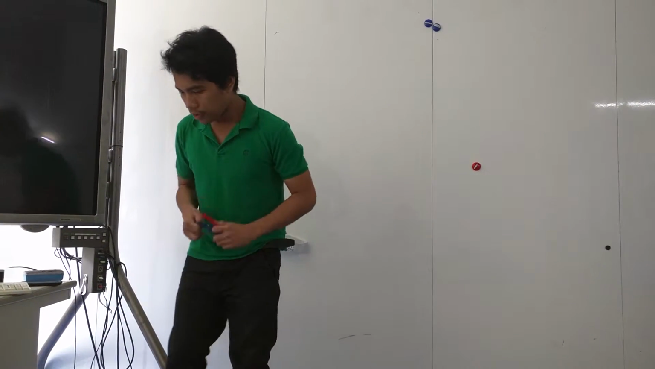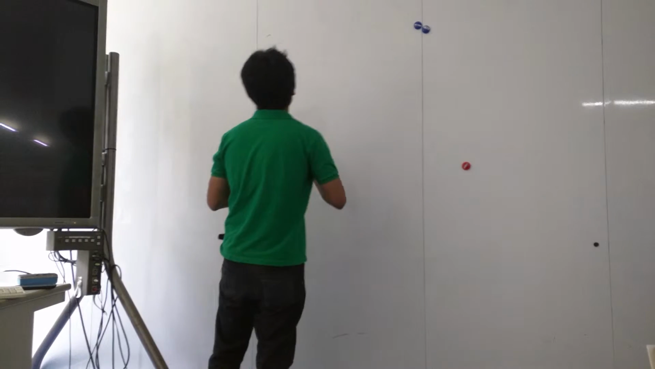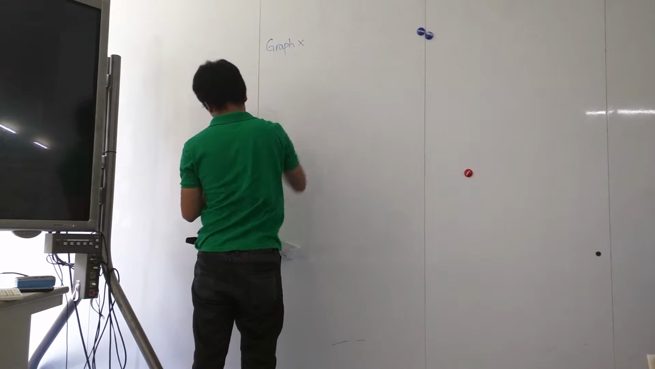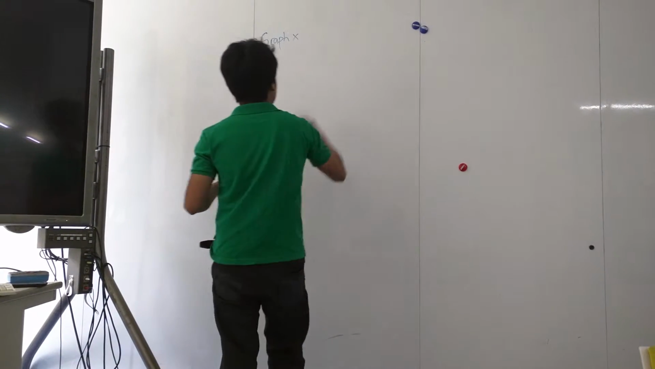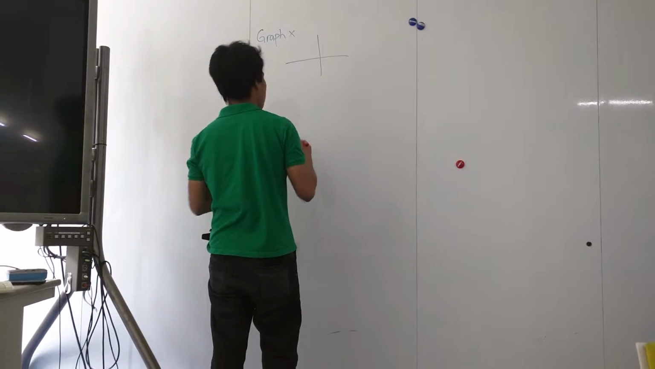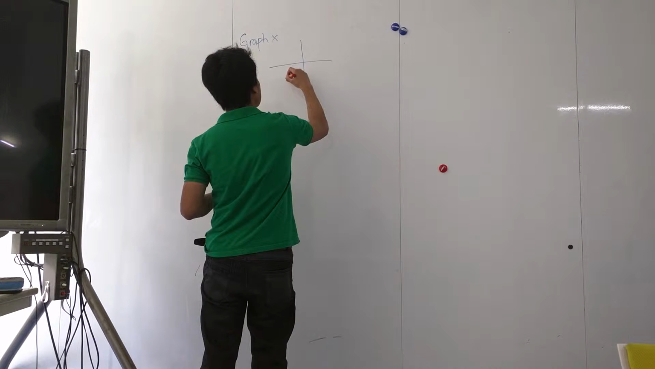I'm going to teach and explain about functions and their transformations. First of all, we're going to learn about a lot of functions here. So we have the graph of x. The graph will be like this. I'm using two different colors in order to differentiate the lines.